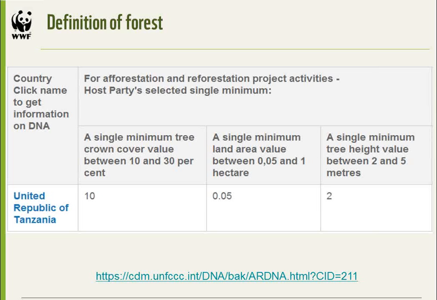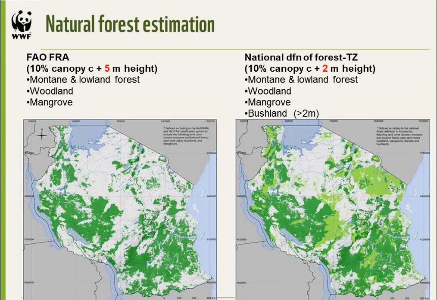However, there is another definition that has been submitted to the UNFCCC under the CDM, which also defines 10% crown cover, but only 0.05 hectares of forest land, and a minimum of 2 metre tree height. So, next slide, please.